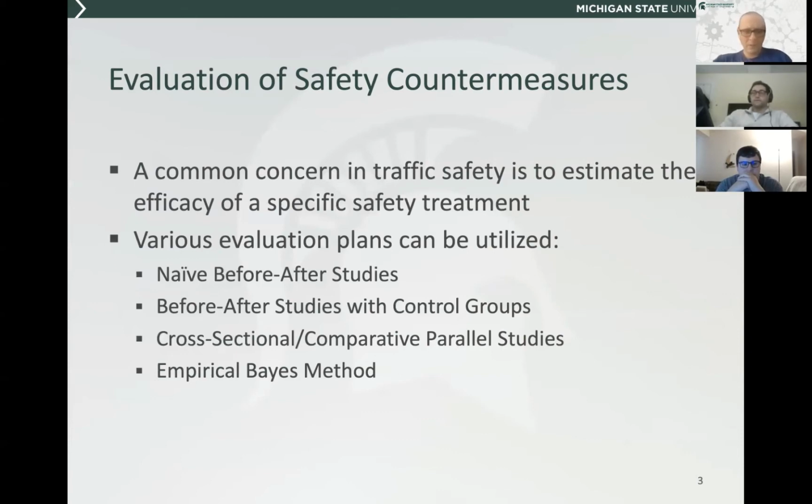Okay. And so when we talk about evaluation plans, there's a wide range of different methods, with the simplest of those being the ones that we'll cover today. So naive before and after studies, before and after with control groups, cross-sectional studies, which we'll also see referred to as comparative parallel studies. You might see a few other different nomenclature for that type of study design as well. And then we'll come back next week and talk about the empirical Bayes, which has become much more widely applied over the last 10 years or so, particularly.